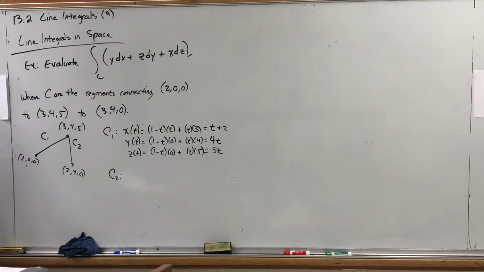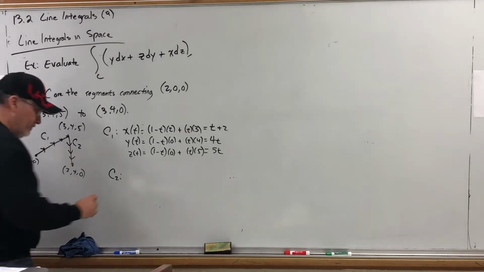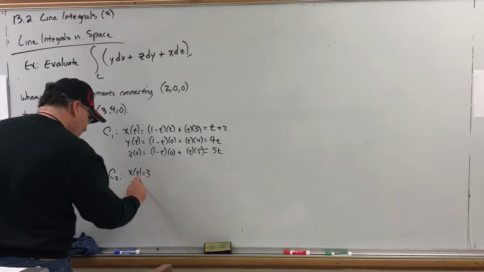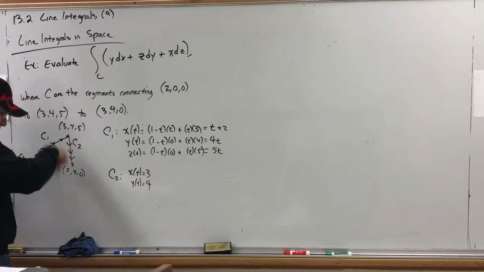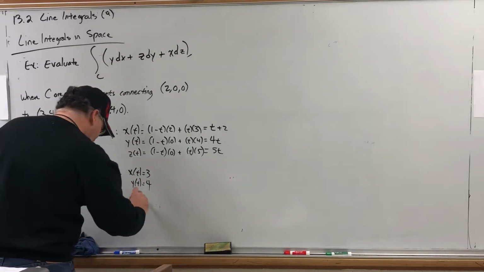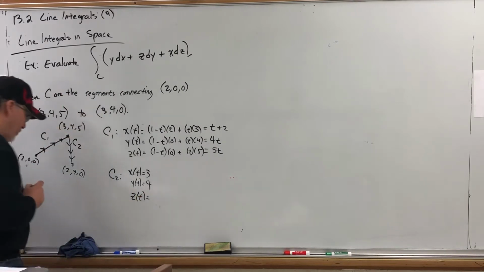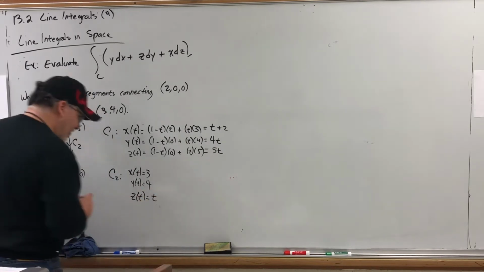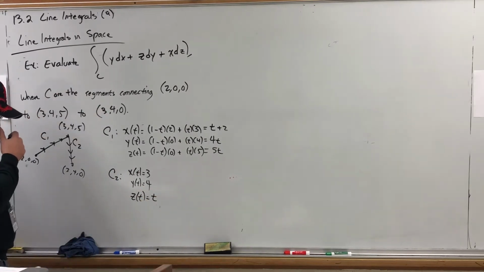In fact, we're going to parameterize this a little bit more intuitively, because think about the directions that we're going. The x and the y are constant. x of t is equal to 3, y of t is equal to 4. They're not changing. It's only the z function that's changing. But we can define this as z of t equals t, as long as we define our endpoints correctly.